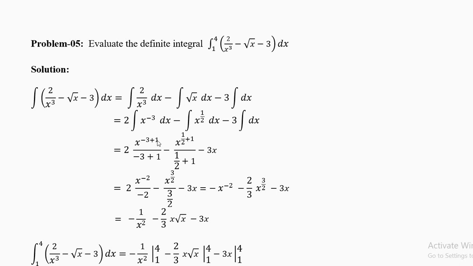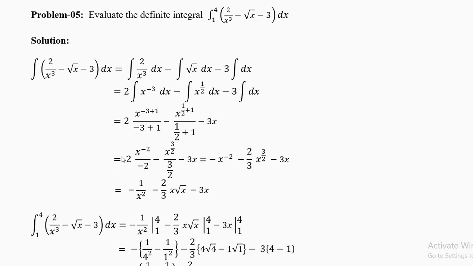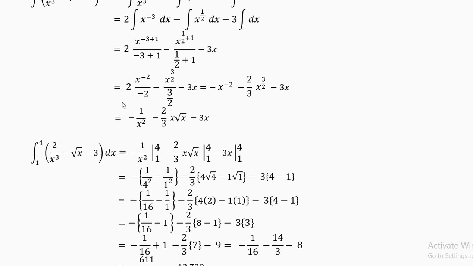X power minus 3 plus 1 divided by minus 3 plus 1, you'll get x power minus 2 divided by minus 2. This 2 will cancel and 2 will cancel and minus will be written like this: minus 1 over x square. X power minus 2 will become 1 divided by x square. Now here you have n equal to half. Half plus 1 is 3 by 2. X power 3 by 2 divided by 3 by 2 will become 2 by 3 into x root x. And this is minus 3 into x, so it is minus 3x. So this is your integral: minus 1 over x square minus 2 over 3 x root x minus 3x.